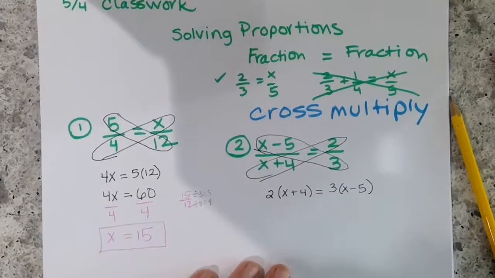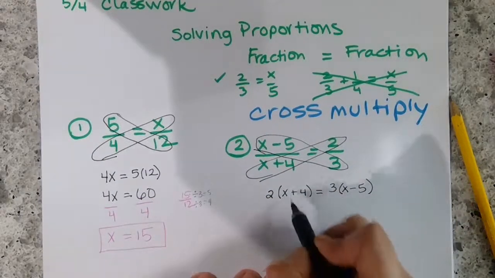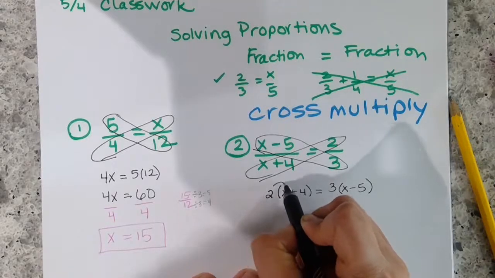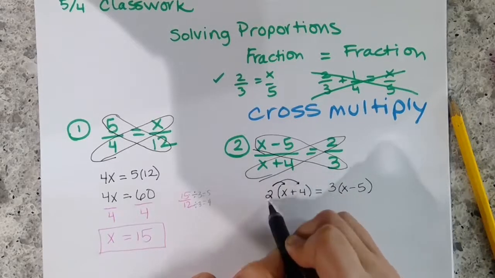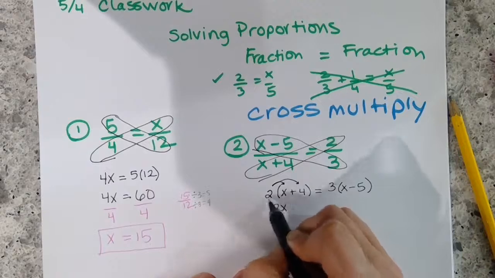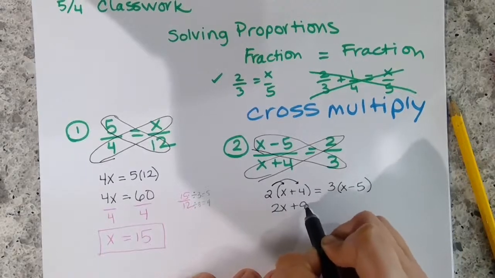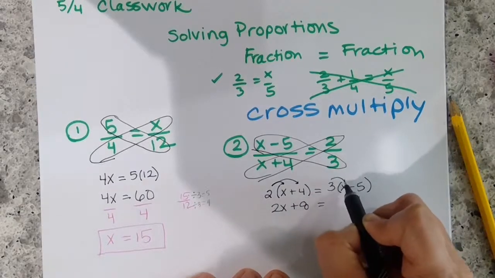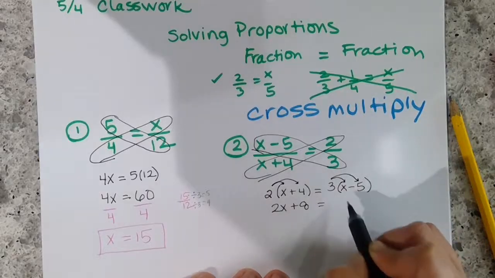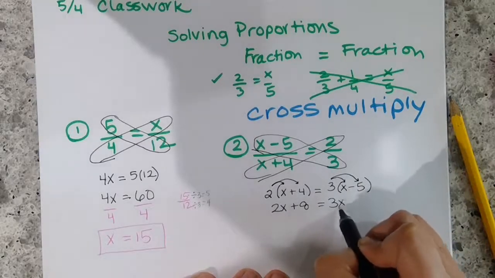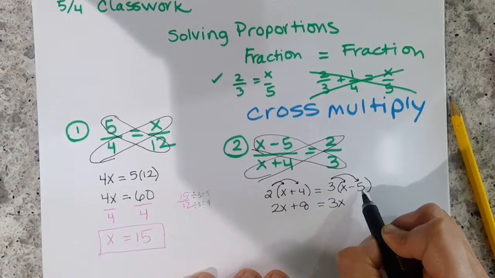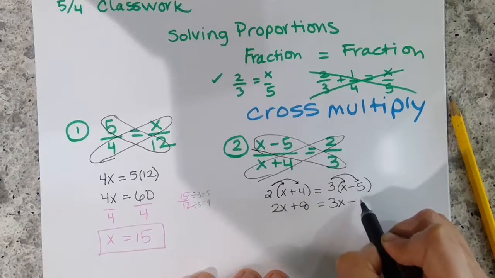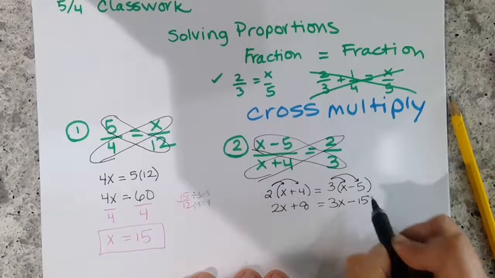And then from here, this is now the distributive property. 2 times x is 2x. 2 times 4 is 8. Also distribute on this side. 3 times x is 3x. 3 times a negative 5, be careful, is a negative 15.